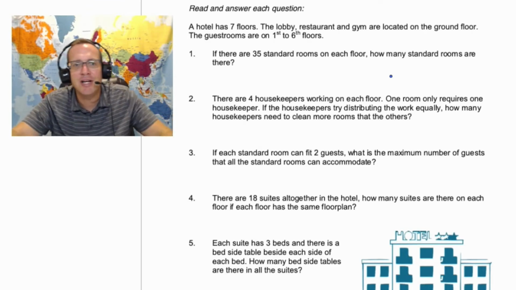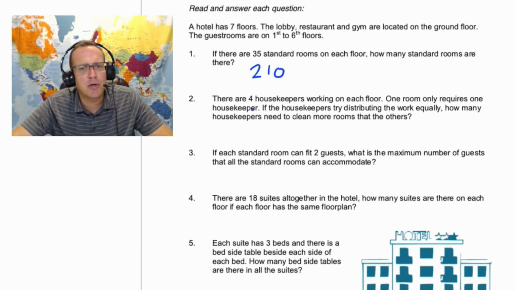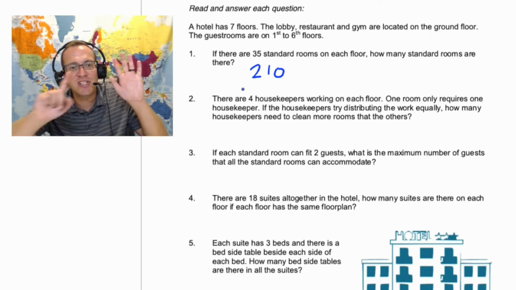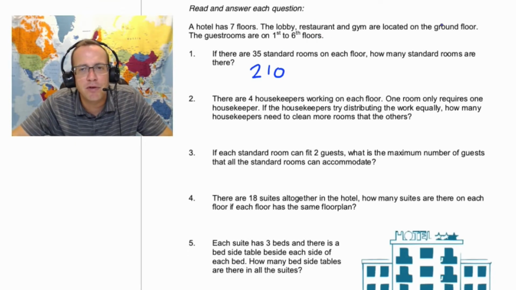I hope you're playing along. The answer to question number 1 is 210. So how do we get 210? Some of you might be saying, well, I did 35 times 7, and that's not 210. Well, that's true. There are 7 floors, but only 6 of those floors have guest rooms on them, because the ground floor has a lobby, a restaurant, and a gym. There's no guest rooms on those floors.